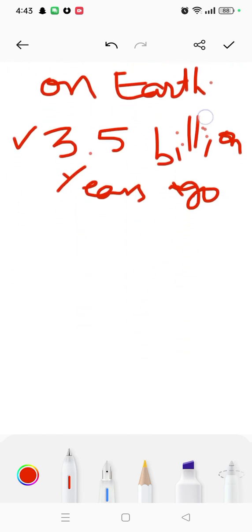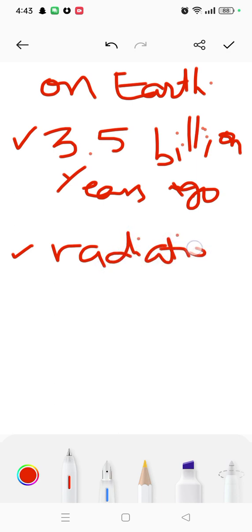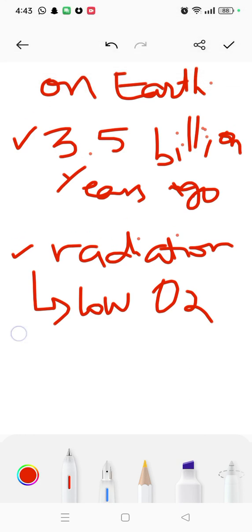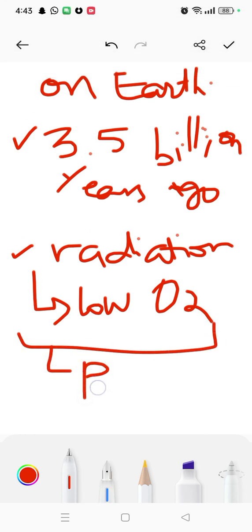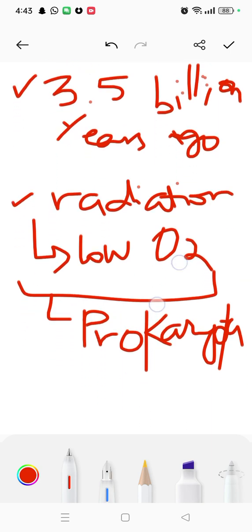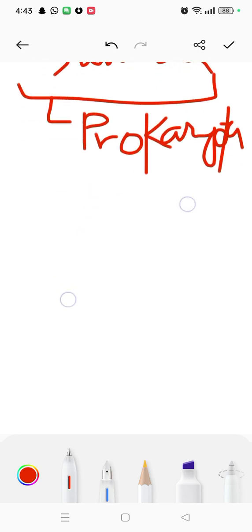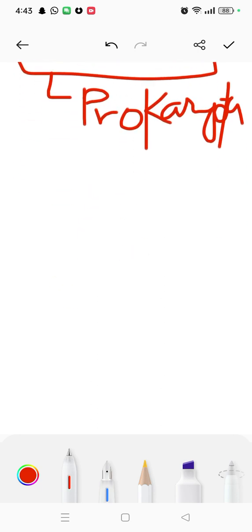Why is all this there? Because on earth at that time, there were so many radiations. There was a low concentration of oxygen at that time, low oxygen, and radiations were too much. There was very little molecular oxygen, and in this type of condition only prokaryotes could survive. So prokaryotes were very nice, they could survive in this type of environment as well, but it was not enough.